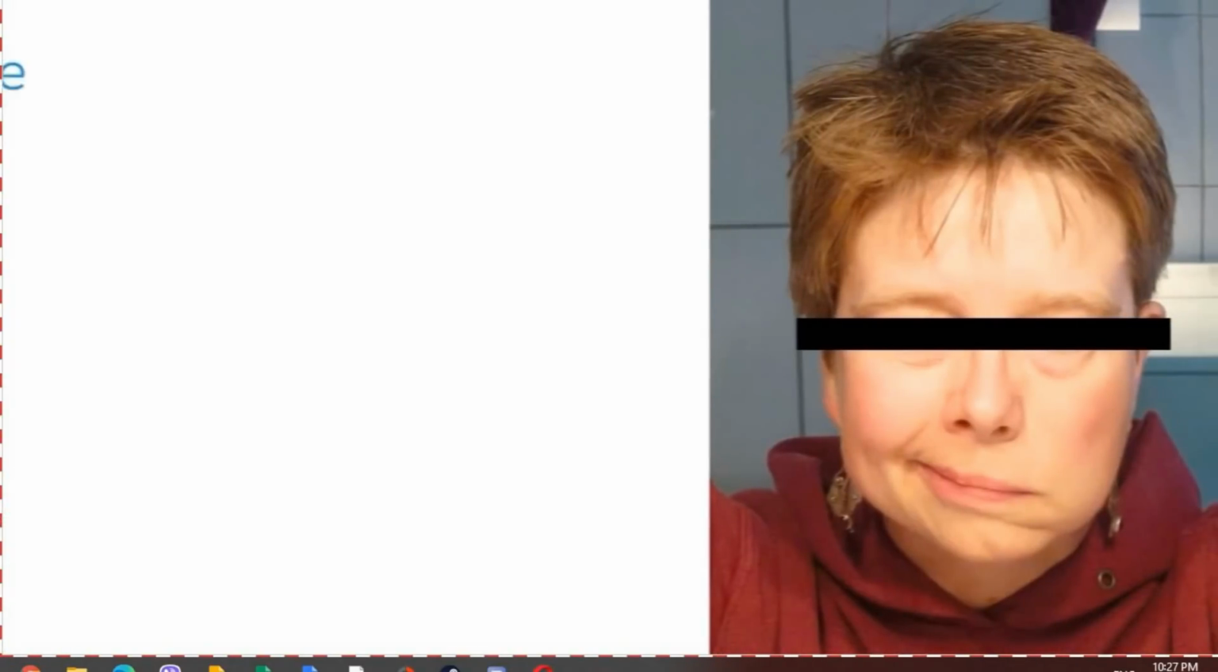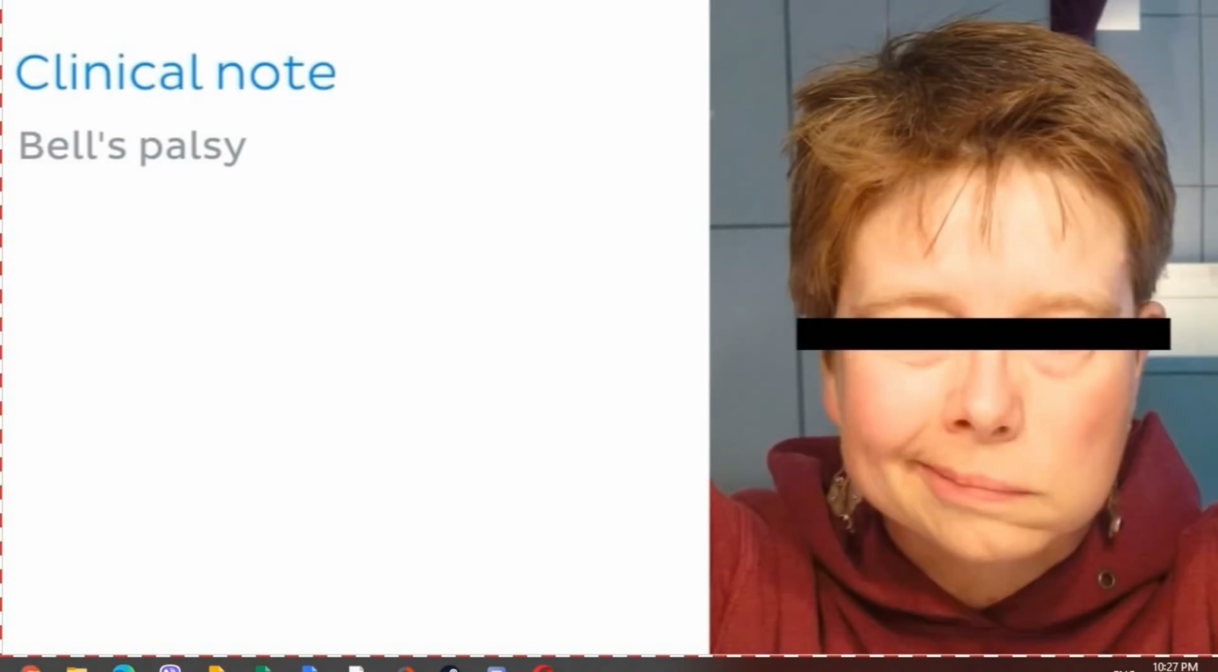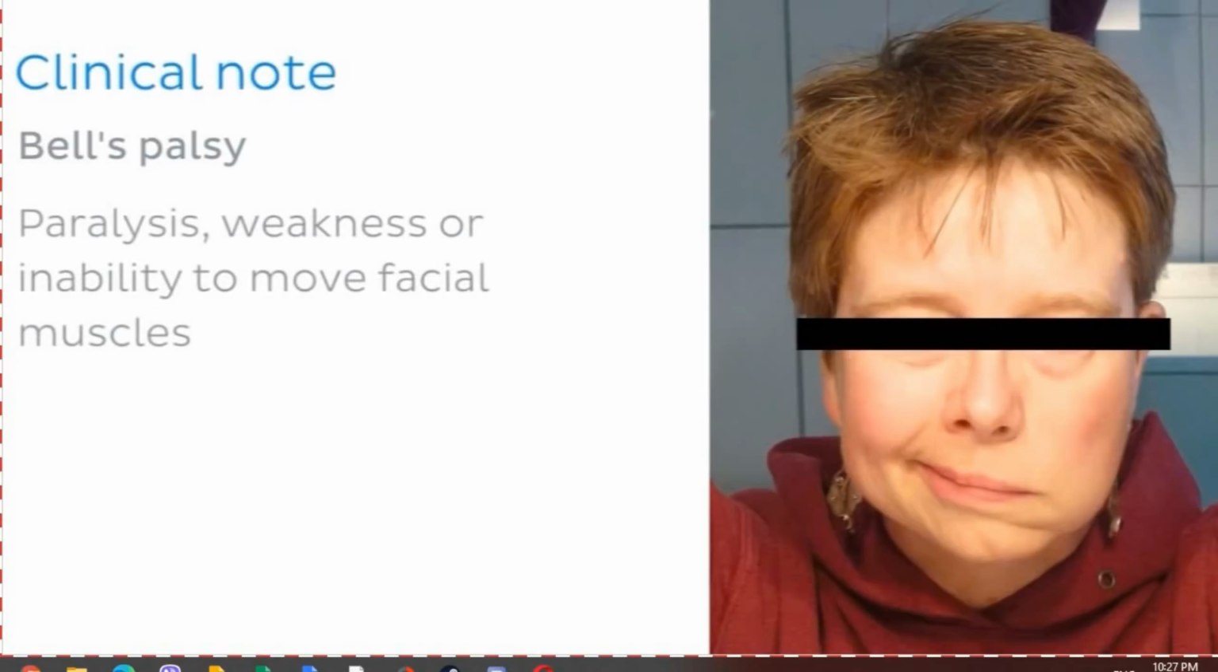Now that we've discussed some of the main muscles of the head and neck, I'd like to discuss a medical condition that affects some of the facial muscles, known as Bell's palsy. Bell's palsy is a condition defined by the paralysis, weakness, or inability to move facial muscles. This condition is caused by damage to the facial nerve.